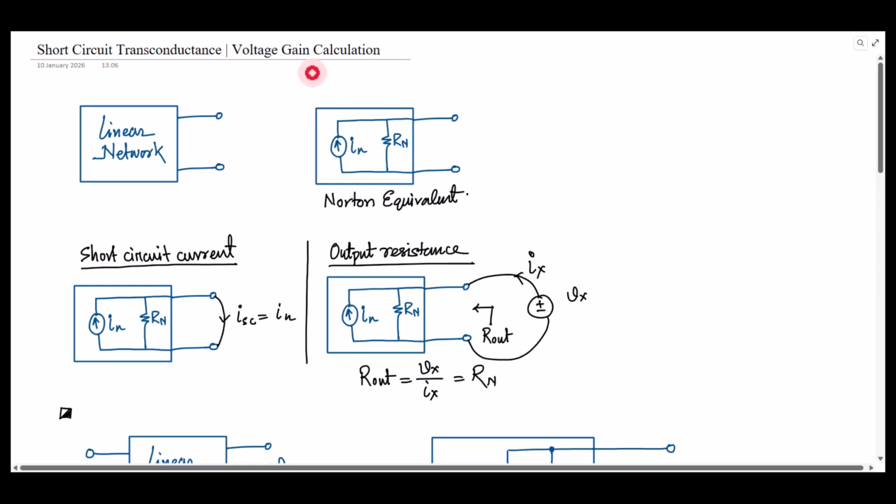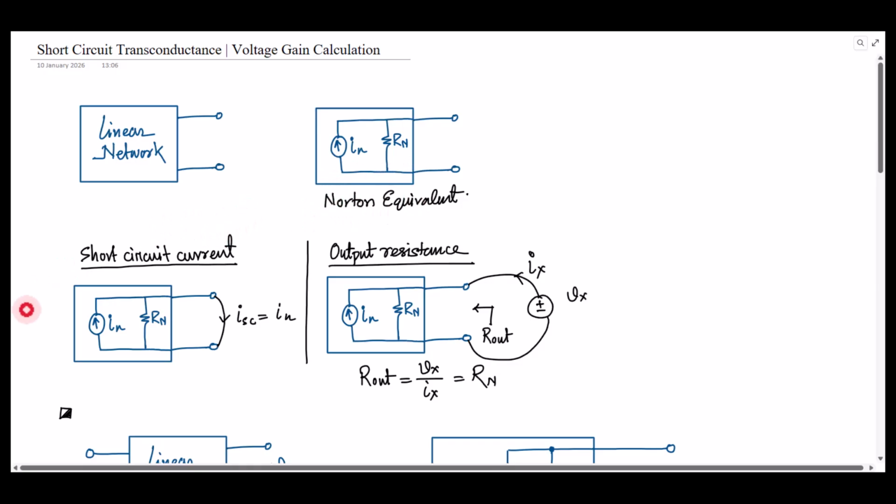Short circuit transconductance and the voltage gain calculation. So if we consider any linear network, you can always replace this network by a Norton equivalent current in parallel with a Norton equivalent resistance. You can do the same thing with the Thevenin equivalent. Now let's focus on this Norton equivalent.